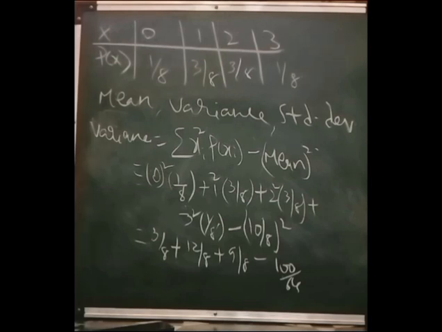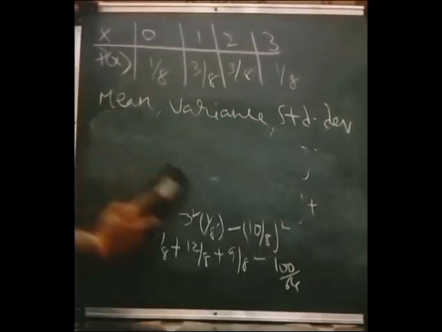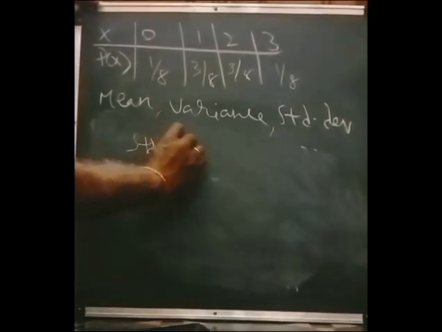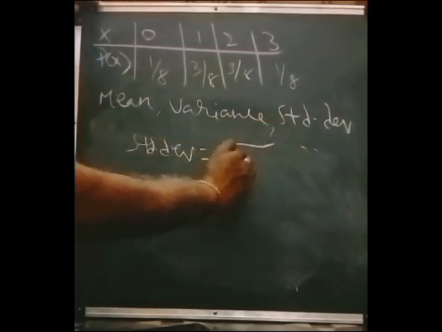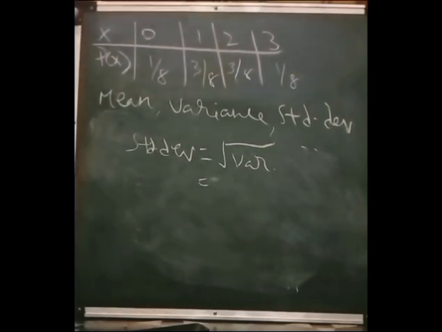Okay, this is how we can determine the mean and variance, and the standard deviation for the same random variable x can be determined by a simple formula. The standard deviation is given by the square root of the variance. So to determine the standard deviation, first one needs to determine the variance for the given values of the random variable x corresponding to the given probabilities.